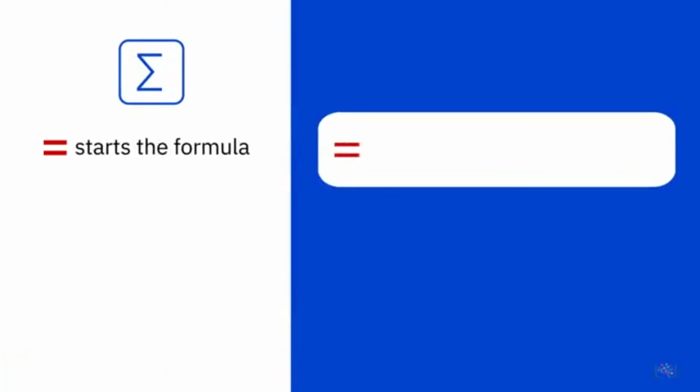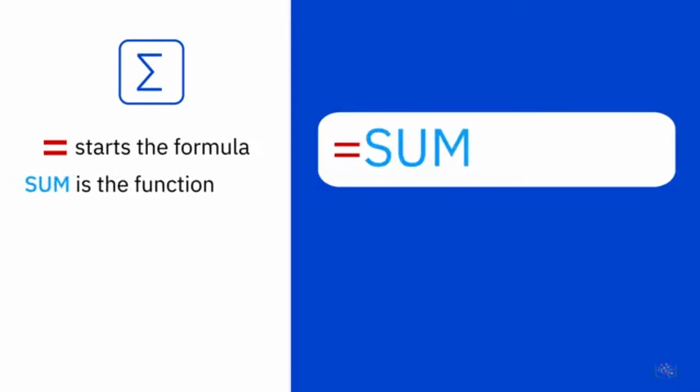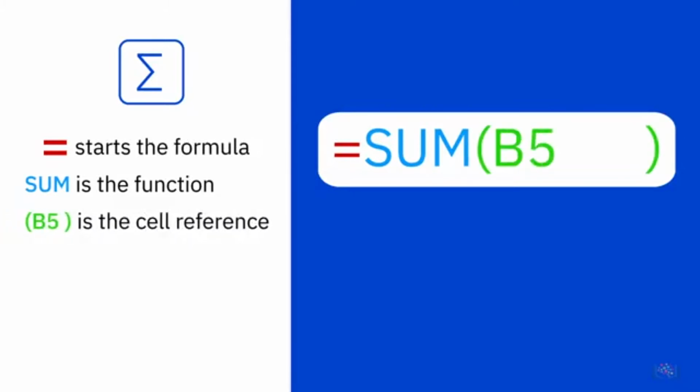The equal sign starts the formula off and lets Excel know you are creating a formula in this cell. The next part is the function, which performs the calculation. For example, the sum function adds up the values in referenced cells or cell ranges. Then comes the reference, which is the cell or range of cells you want to include in your calculation, and these need to be enclosed in parentheses.